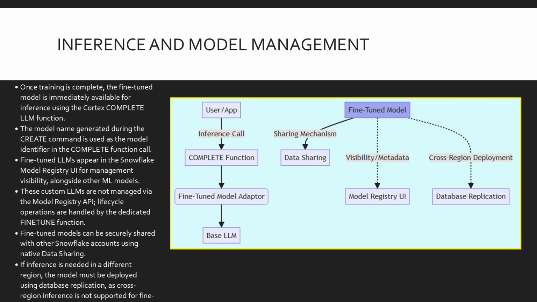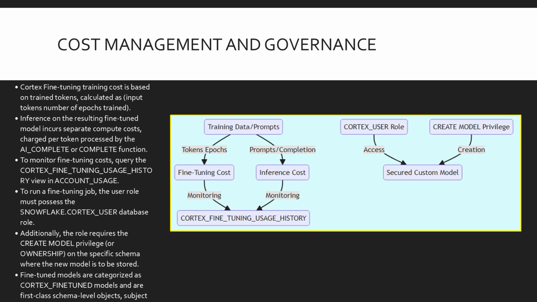Effective cost management for Cortex fine-tuning relies on understanding the two distinct billing components. The cost associated with the initial training process is based exclusively on the volume of trained tokens. This metric is calculated by precisely multiplying the total number of input tokens used in your training data by the specific number of training epochs you defined for the job, providing a clear formula for budgeting.